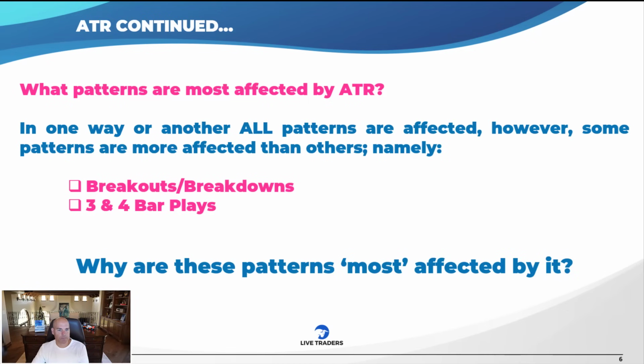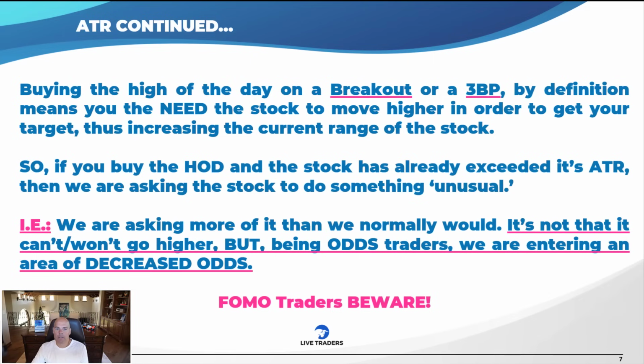Now, keep going. Buying the high of the day on a breakout or 3-bar play by definition means you need the stock to move higher in order to get your target. So if you buy the high of the day and the stock has already exceeded its ATR, then we're asking the stock to do something unusual, and this is the key. If you buy the high of the day on a stock that has already exceeded ATR, you're asking it to do something it doesn't do that often, or something it does less frequently.